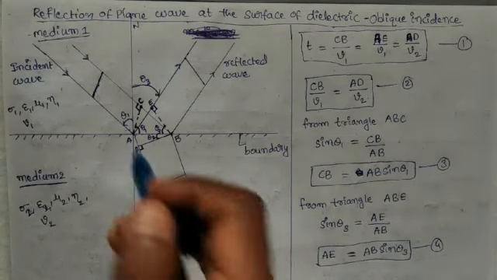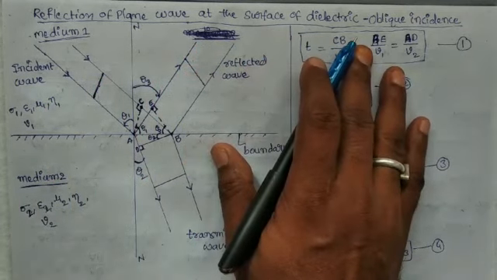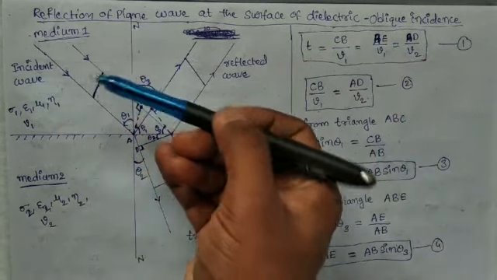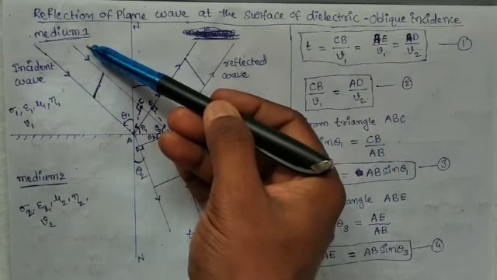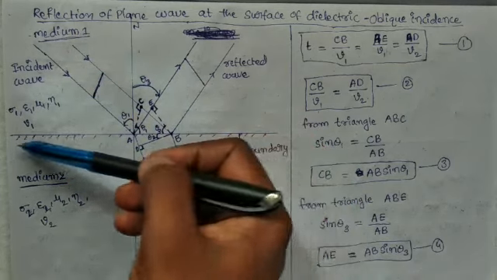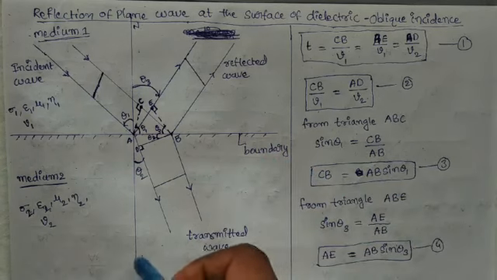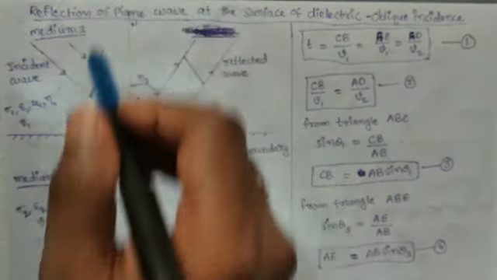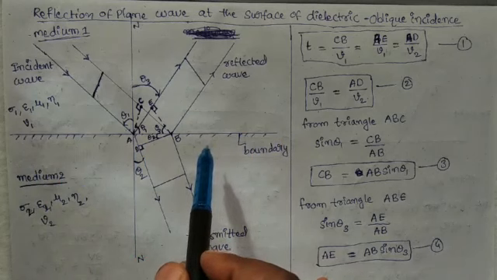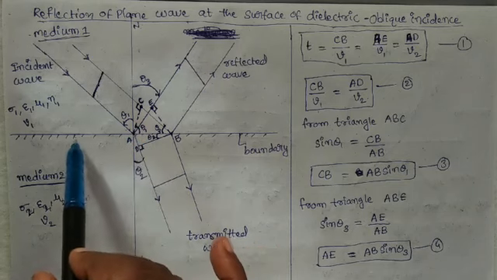In this lecture, we are going to discuss reflection of a plane wave at the surface of a dielectric with oblique incidence. Here, I am considering two dielectric mediums. This is dielectric medium 1, and this is dielectric medium 2. These two mediums are separated by a line called the boundary. Now we are drawing the normal line. This line is perpendicular to the boundary, which means that it makes a 90 degree angle with the boundary.